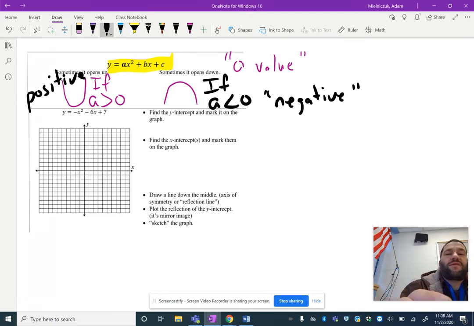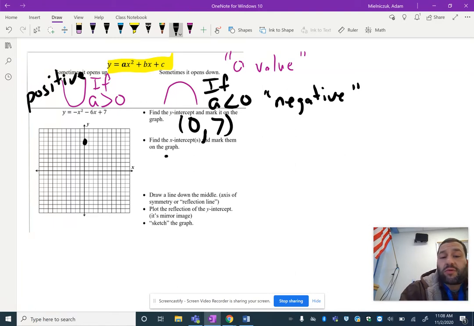Okay, so it says find the y-intercept, mark it on the graph. So we know the y-intercept is going to be 0, 7. If you're like, how did he do that? I put 0 in for x, all that's left is a 7. So we're going to go 1, 2, 3, 4, 5, 6, 7.